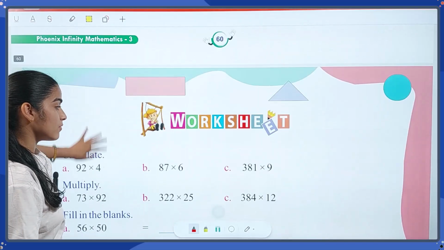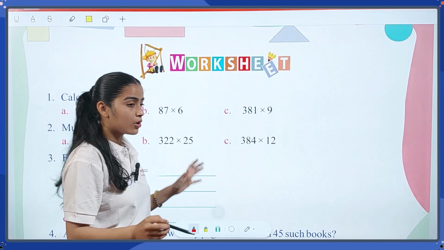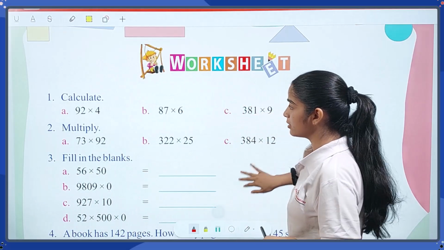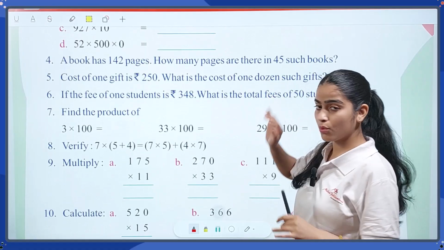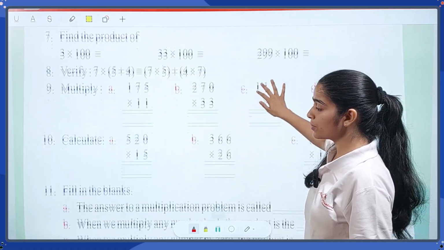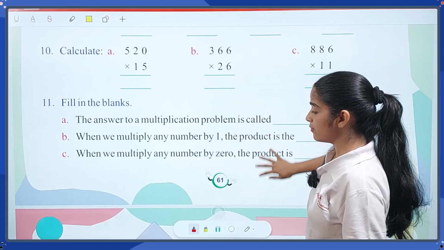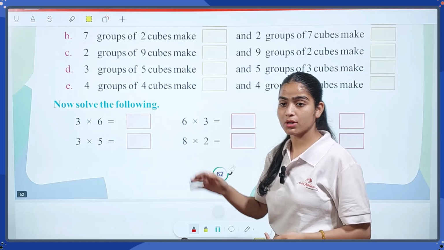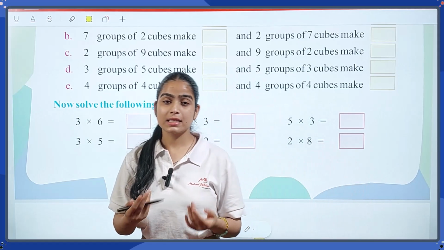And now we have a worksheet portion where we have a combination of questions we have learnt in this chapter, which you have to solve on your own and identify how much you got and evaluate yourself. After this, you have your mathematics lab activity, which you have to perform in your maths lab. And this is the end of your chapter.